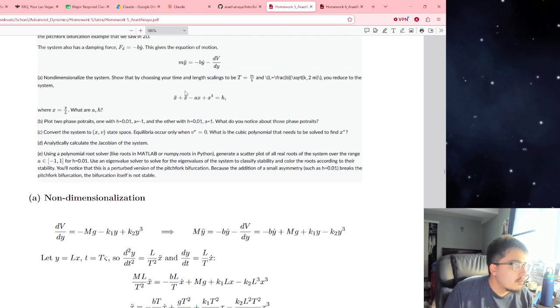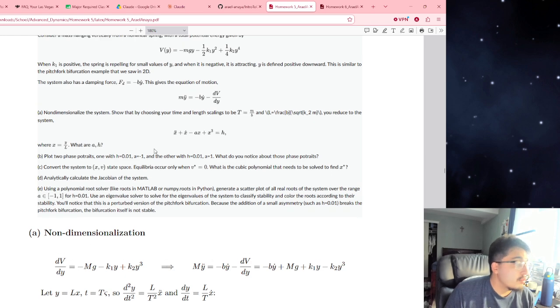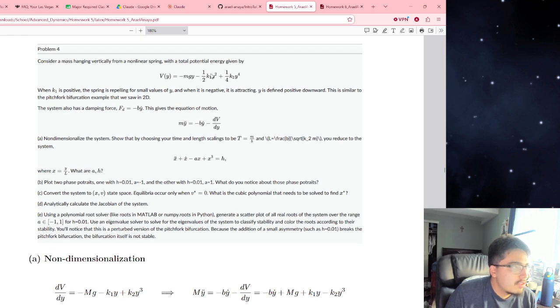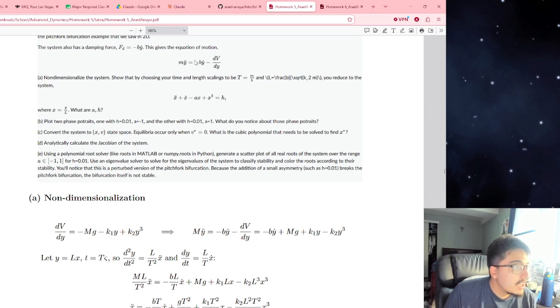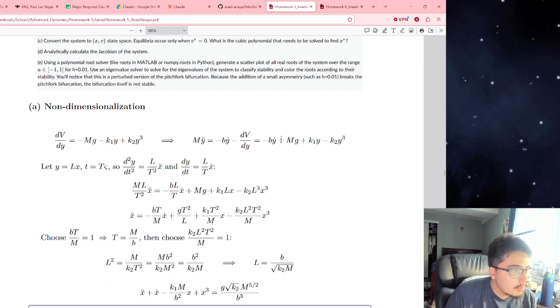First, I found what dV/dy was. Pretty easy, just a bunch of polynomials, so that becomes mg, k1 y, k2 y. Plug that into our equation of motion, and we end up with this. That's what m y double dot is equal to.